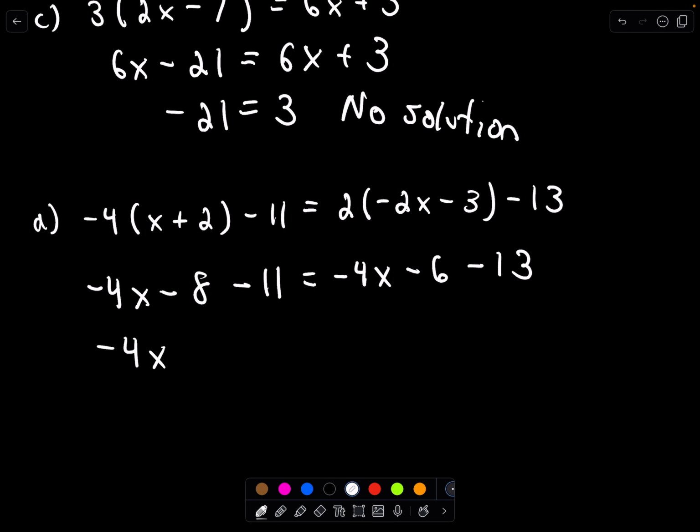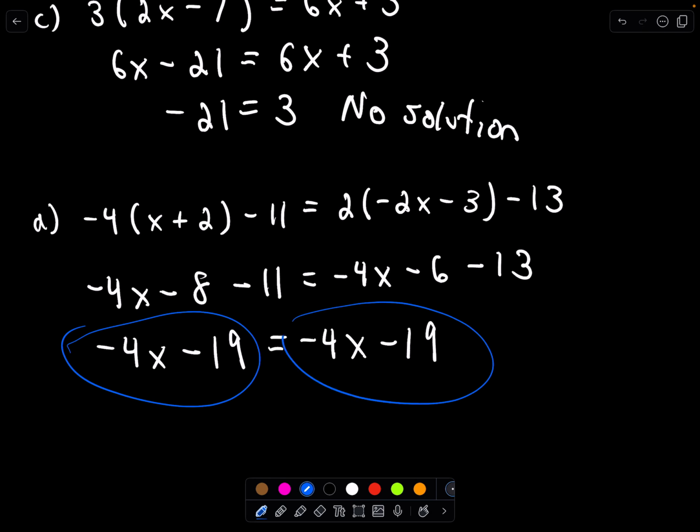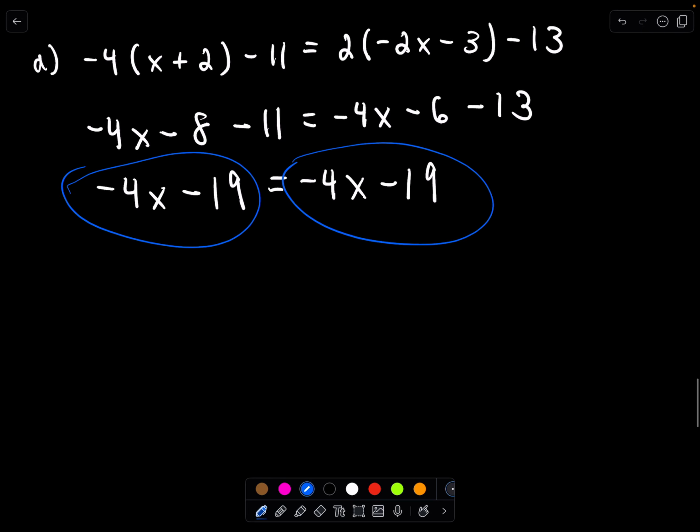So if I combine like terms on the left, we have negative 4x. Negative 8 minus 11 is negative 19. Notice we've got on the right side negative 4x. Minus 6 minus 13, that is also negative 19. And at this point, I simply recognize that, hey, those expressions on each side of the equation, those are the same. Yeehaw. So that tells me that we have an identity.